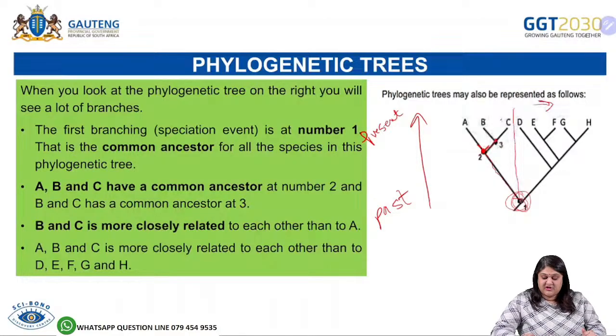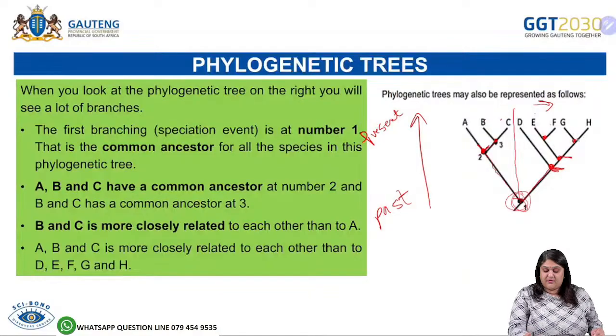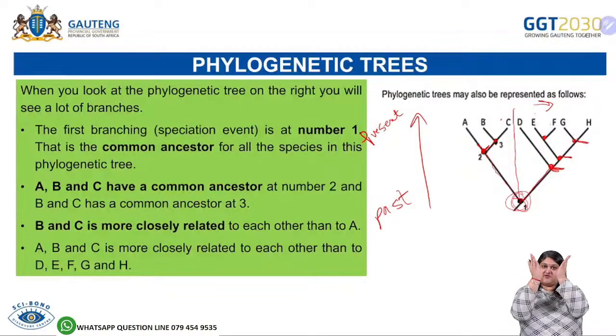Now let's look at the other branch. Come back to 1. This is another branch. So there's a branch here, there's a branch here, there's a branch here, and a branch here. So let's see this side. This point is the common ancestor of D, E, F, G, and H. This one is the common ancestor of E, F, G, H. This one is the common ancestor of E and F, and this one of G and H, the most recent common ancestor. Okay, so the question will tell you, if they ask you, what is the most recent common ancestor of G and H? You must know that it must be this one. You just follow the line down to where the last branching occurred.